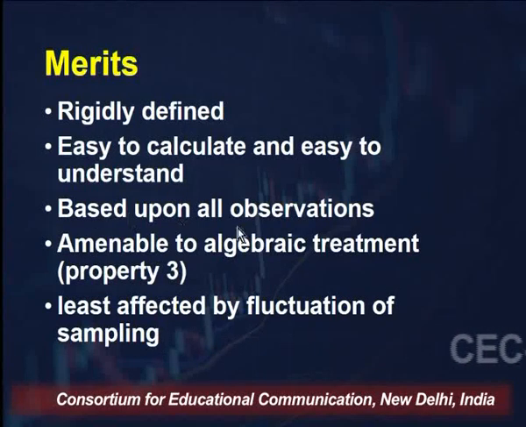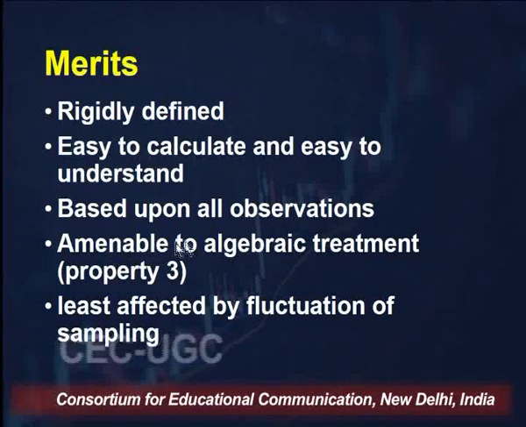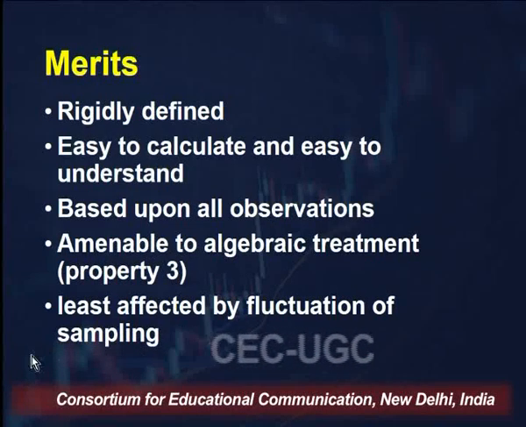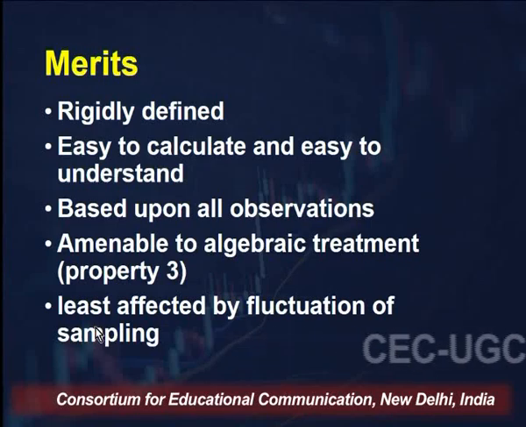It is based upon all the observations, and by property 3 we have shown it is amenable to algebraic treatment, and it is least affected by fluctuations of sampling. That means as compared to all the other 4 measures of central tendency, mean is the least affected by fluctuations of sampling. Every measure has its own merits and demerits, so we will talk about the demerits also.